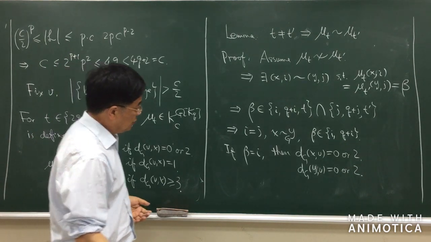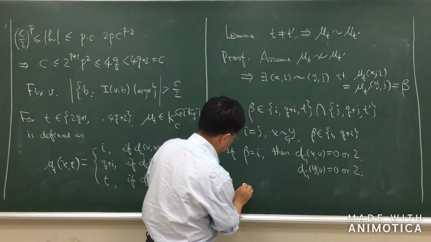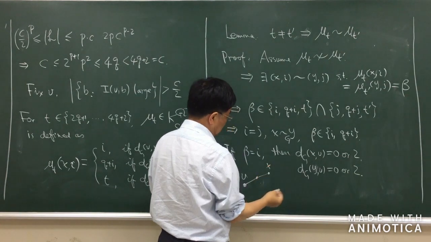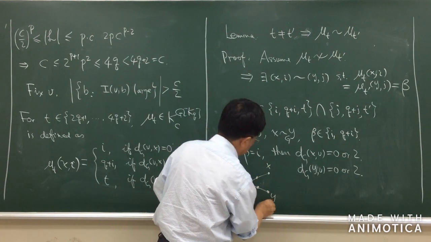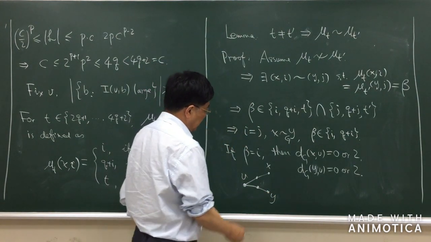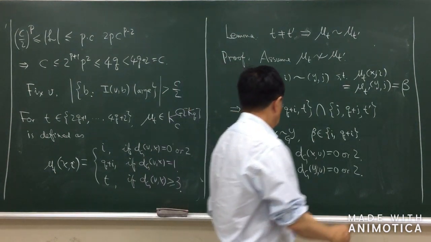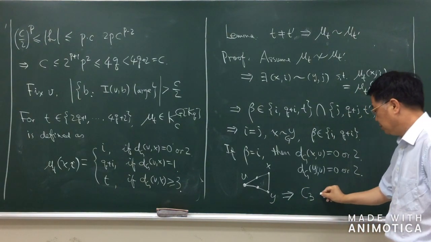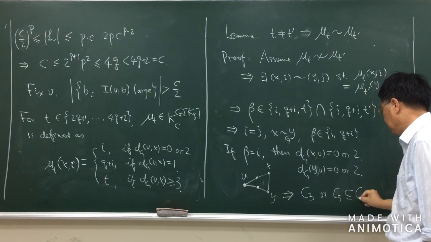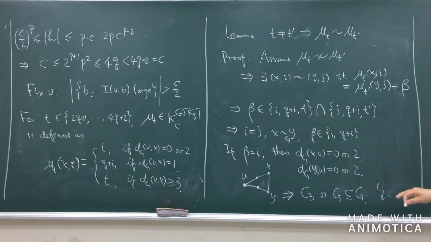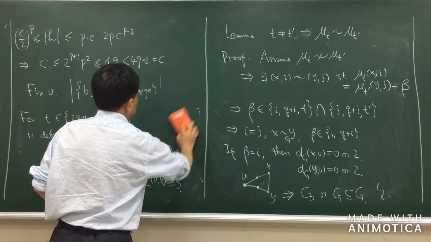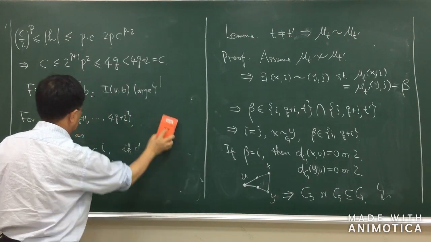Okay, this is a contradiction because you have v here, and x is either v itself or at distance 2, and y is also at distance 2 or v itself, but xy has to be adjacent. So this implies that you have a triangle or a C5 as a subgraph of G. This is a contradiction because G has girth 6. Right? There's no such thing. So beta is not i. Now, if beta is... I erase this definition.